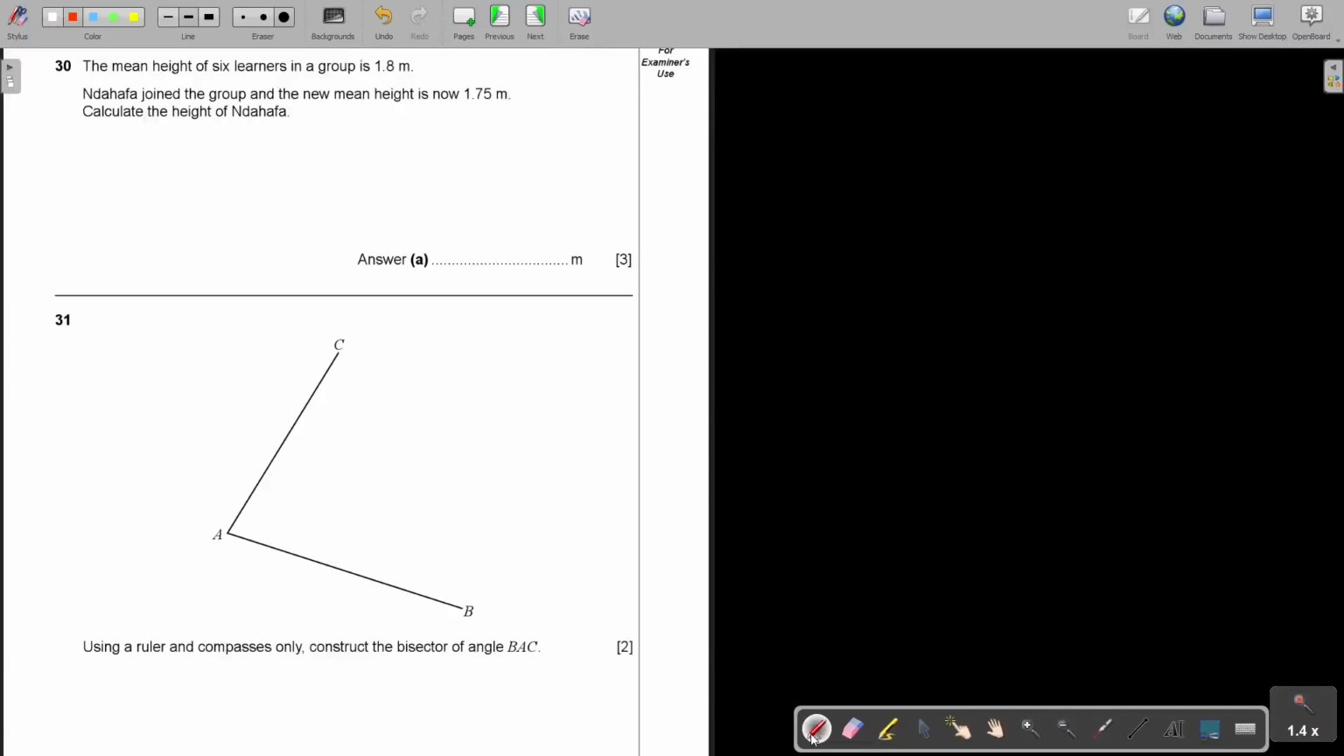Mathematics, Ordinary Level, Paper 1, 2022, Part 6. Let's continue with example 30.